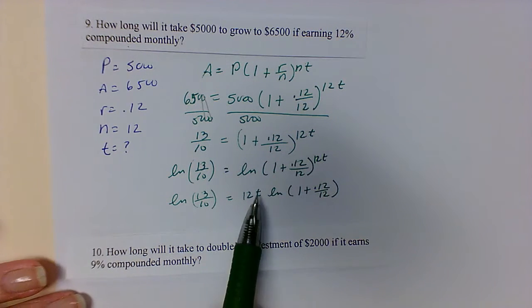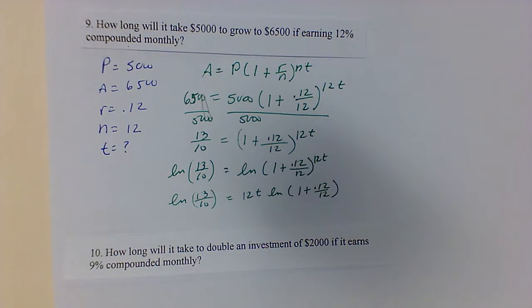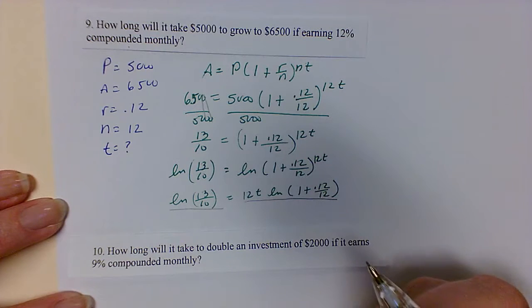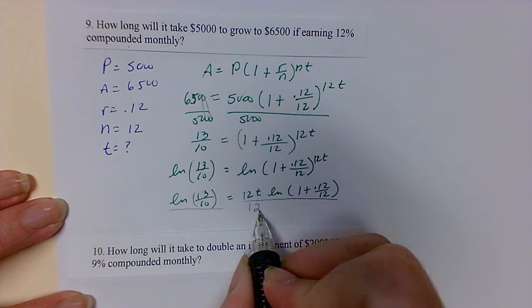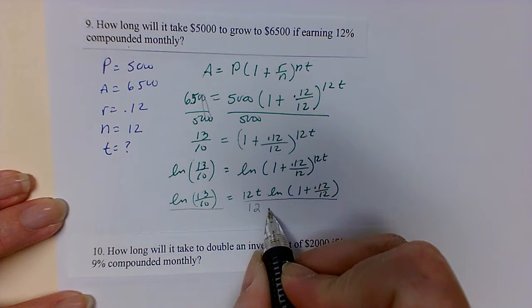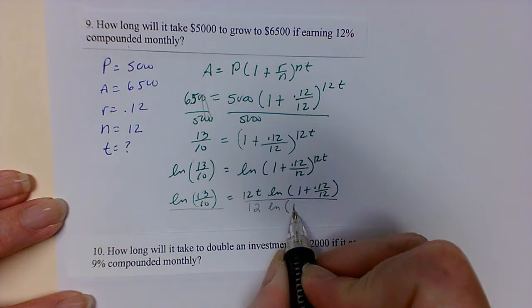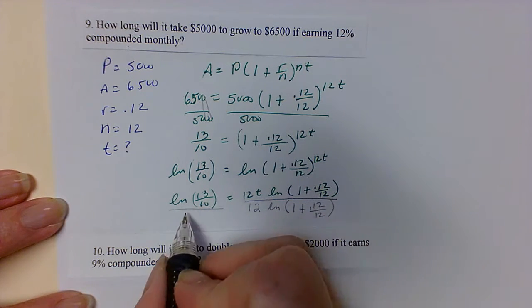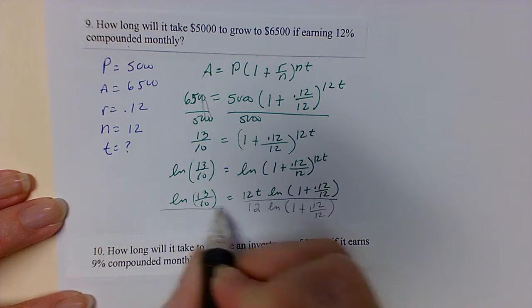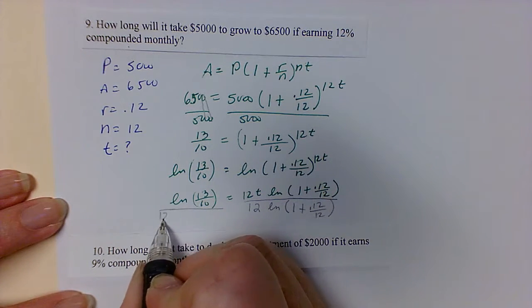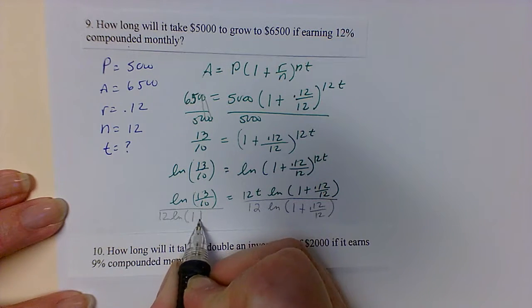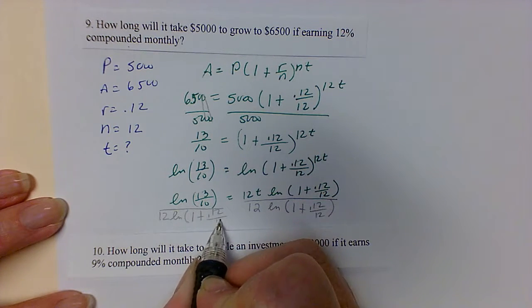Now, to solve for t, we need to divide by everything that is not t. We're dividing by everything that isn't t on both sides. So I'm going to divide by 12 times the ln of 1 plus 0.12 divided by 12. And I'm going to also divide this over here. So 12 times the natural log of 1 plus 0.12 divided by 12.